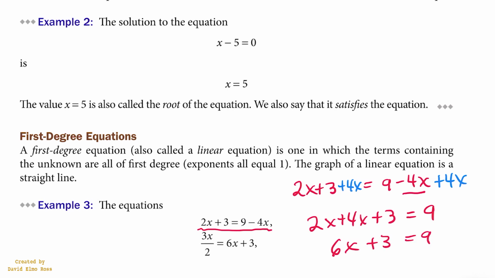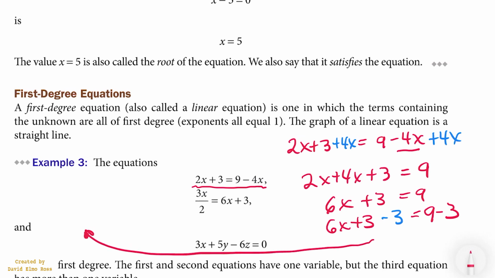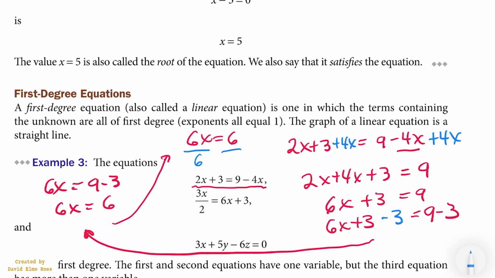Now if we want to get the 3 on the other side, we would say 6x plus 3 minus 3 is equal to 9 minus 3. Let's carry this on over here, and this gives us 6x equals 9 minus 3, which means 6x equals 6. And to further this, let's just continue on over here. 6x equals 6. If we divide both sides by 6, we get our final solution. Let's put that up here. We divide out our 6's here and this. We get our final solution as x is equal to 1.